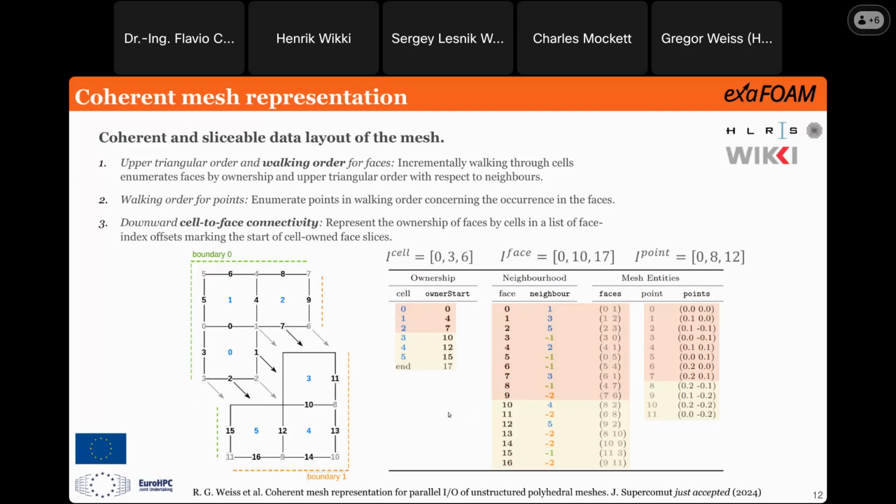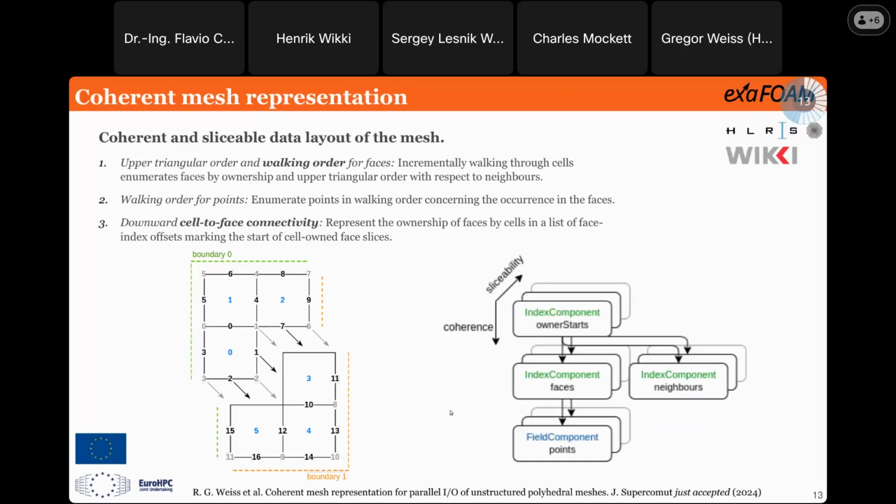And going away from this particular example, generally speaking, it's a tree-based data structure now, which is parallel. So it's very easily partitioned or sliceable. So we have a coherence to our dimensionality layers and a sliceability across processors.